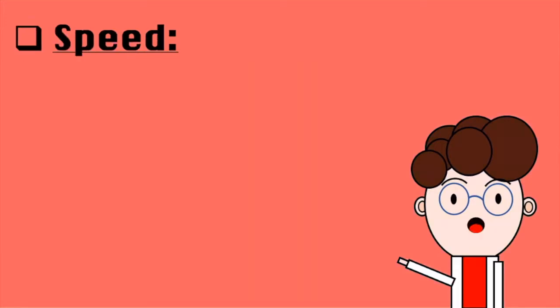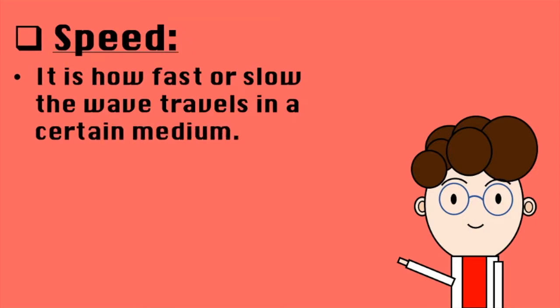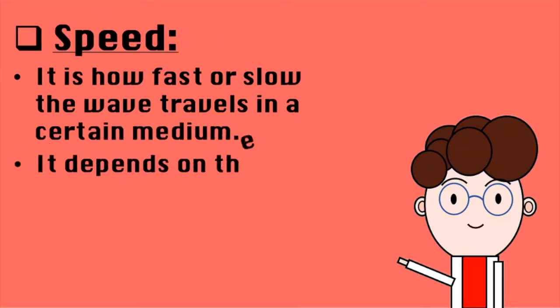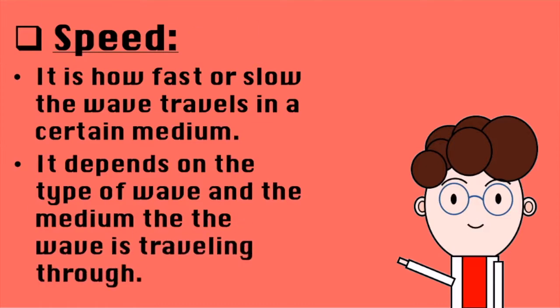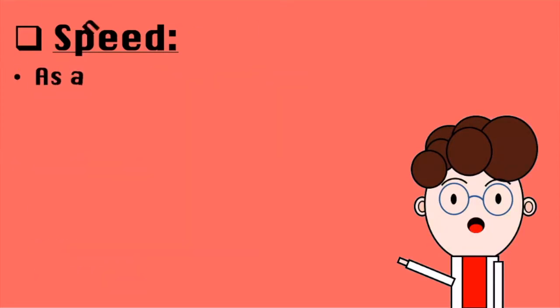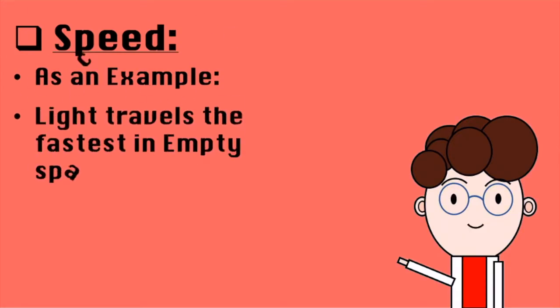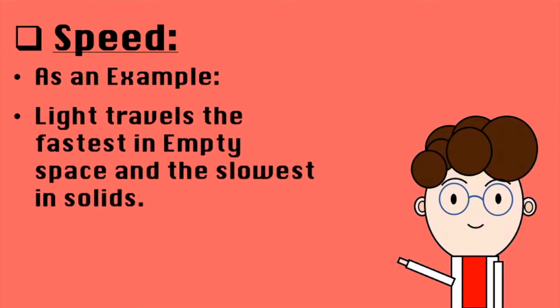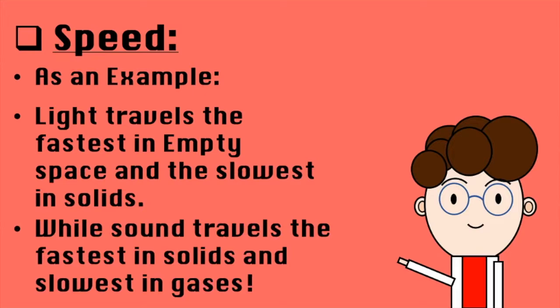The speed of a wave is how fast or slow the wave travels in a certain medium. It depends on the type of the wave and the medium the wave is traveling through. As an example, light travels the fastest in empty space and the slowest in solids, while sound travels the fastest in solids and the slowest in gases.